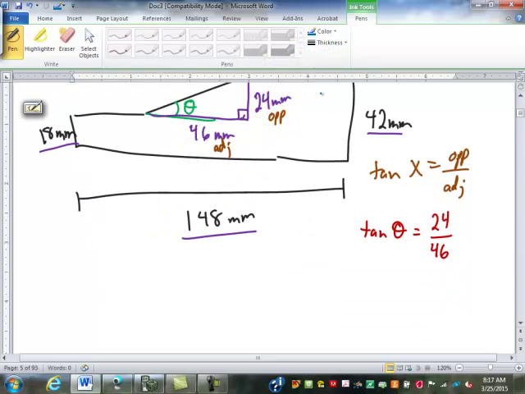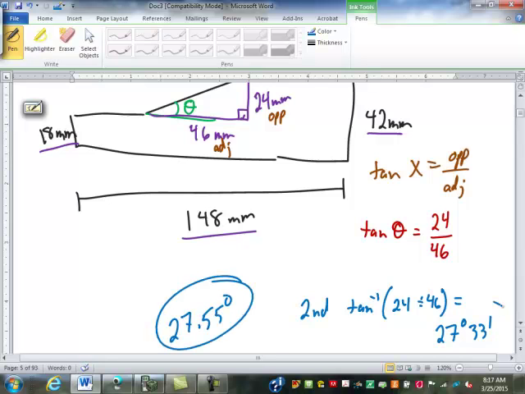Now, just a way to double check ourselves here. Since the opposite side is smaller than the adjacent side, we know that this angle is less than 45 degrees. So anyway, we're looking for the angle, which means we are doing inverse tangent. So inverse tangent of 24 divided by 46 gives us what? 27 degrees, 33 minutes. So 27 degrees, 33 minutes, or as a decimal 27.55? You get the extra gold star for the day.